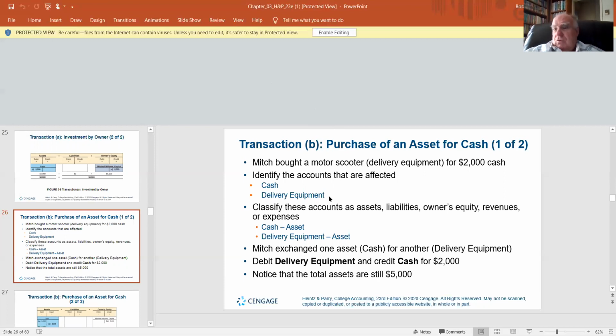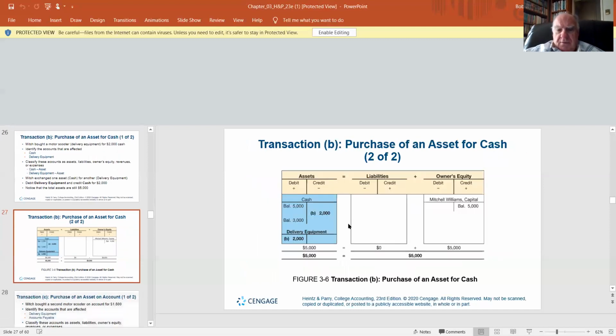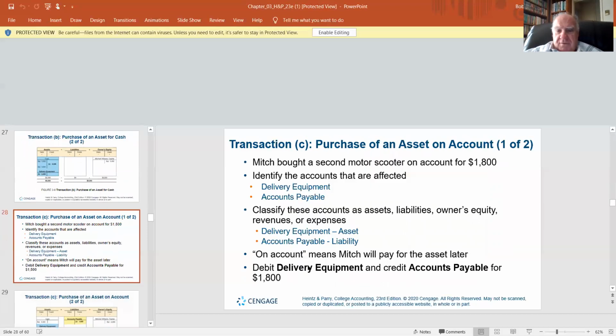We could have called it motor scooters if we wish to call it that in our chart of accounts, but we chose delivery equipment. They're both assets. One asset goes up and one goes down. The asset that goes up is the one we debit. We debit delivery equipment and we credit cash. It really had no impact at all on this accounting equation. It was 5,000 equals 5,000 before. It's just that it's no longer 5,000 in cash. We now have two assets. Let's see what we have after this.